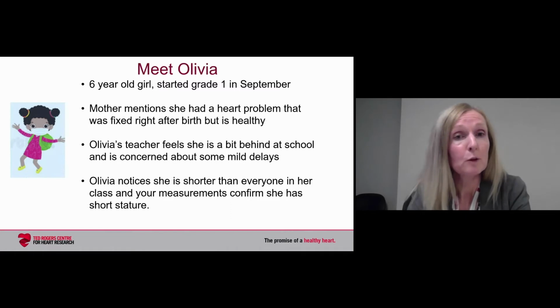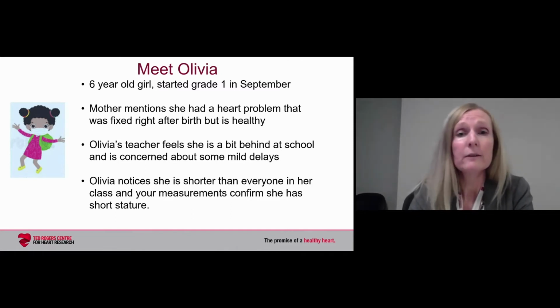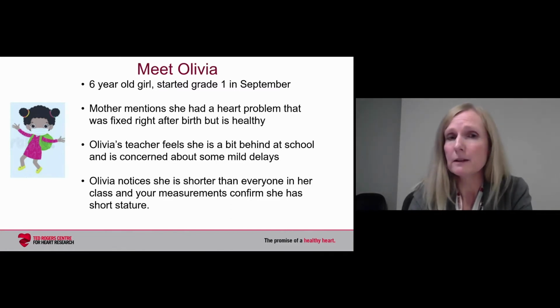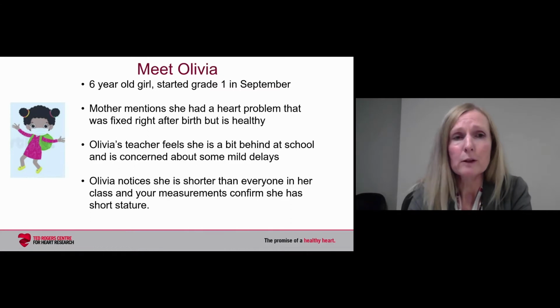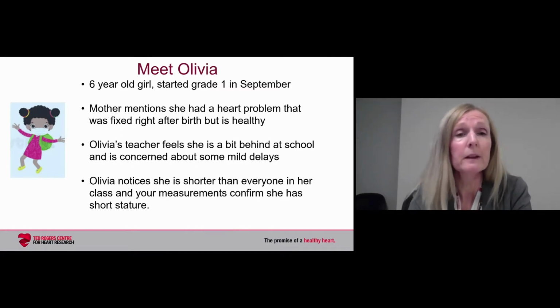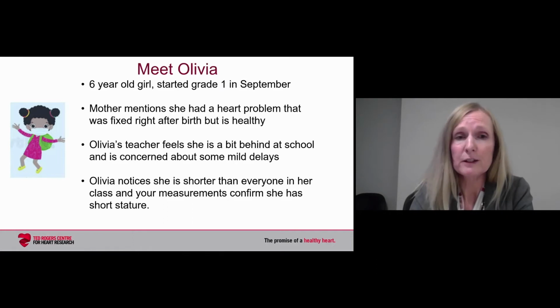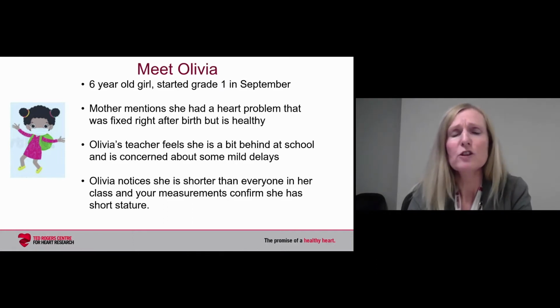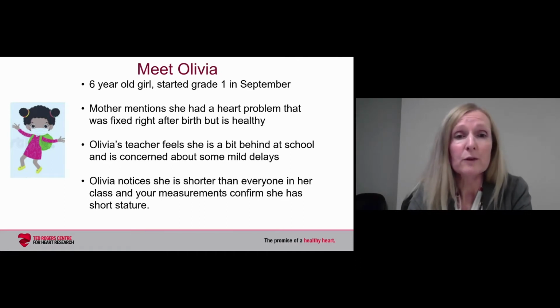When you ask about how school's going, you learn that Olivia's teacher feels that she is a bit behind at school and is concerned about some mild delays. So in follow-up, when you do your developmental assessment, you do indeed confirm that there is some mild developmental delay in Olivia. Olivia also mentions that she's shorter than everyone in her class, and in your measurements, you confirm that in fact, she does have short stature.